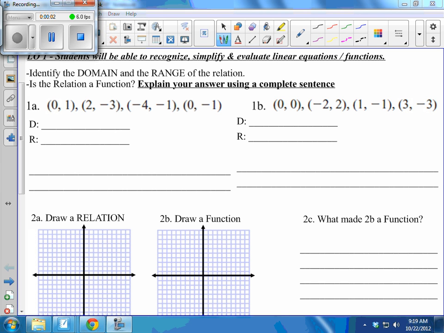All right, let's get started on the video review. This first video is going to be objective 1 and part of objective 2, and then the second video will finish the second objective and go into the graphing objective.